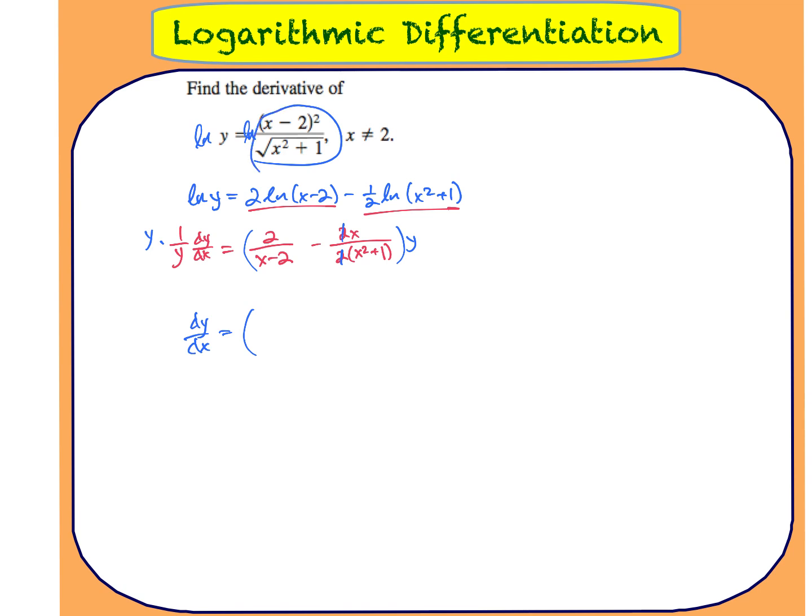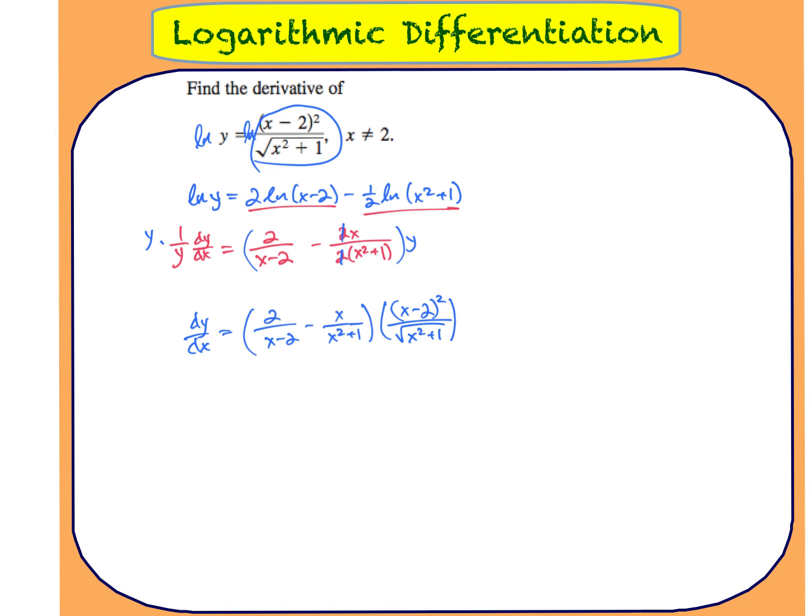And so now I end up having 2 times x minus 2 minus x over x squared plus 1, and then multiplied with what? X minus 2 squared over square root x squared plus 1, that quantity. All right. Now, could you simplify it further? Yes, I don't want to. All right. I am good with it just like that.